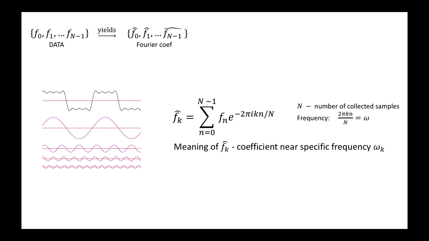And this, e to the power of minus 2 pi i k n divided by N, is, from the Euler formula, a decomposition into cosine and sine. And this number, 2 pi k n divided by capital N, is just the frequency omega. So the meaning of f hat k is just the coefficient near specific frequencies.